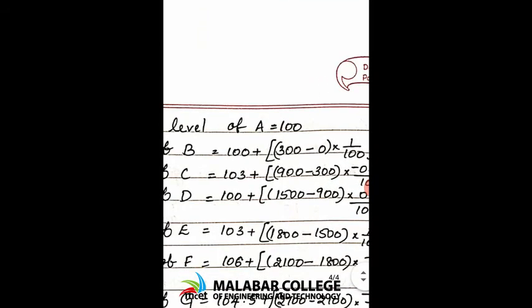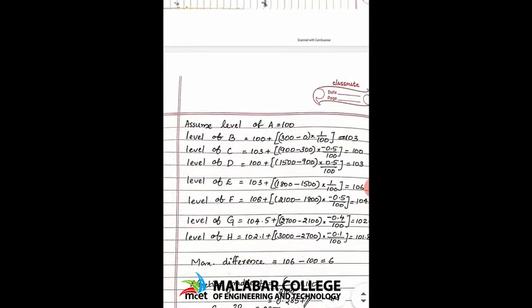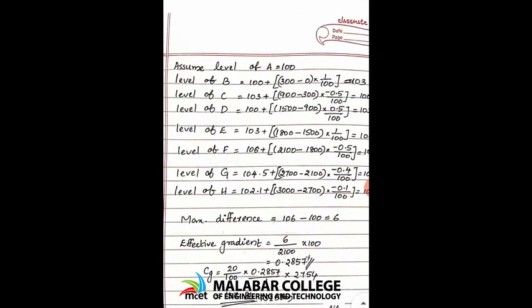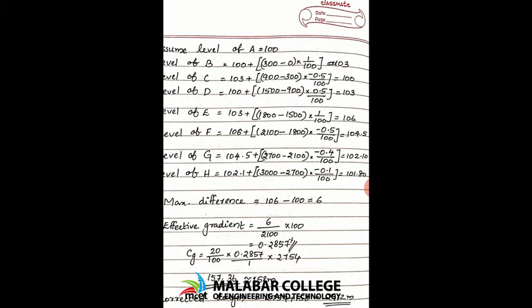Then finding the levels. Assume the level of A is equal to 100 meter. Then the level of B is equal to the level of A plus the chain length difference, that is X into Y, which is X into tan theta.